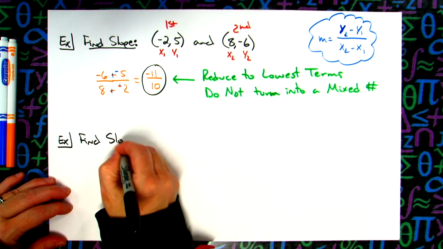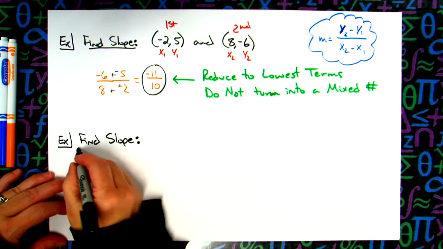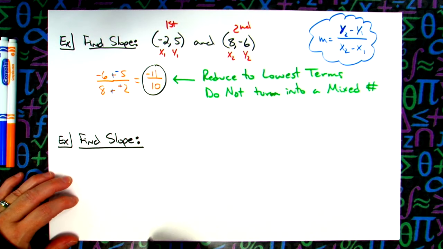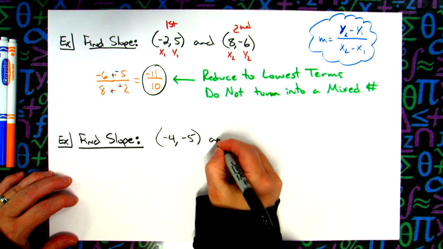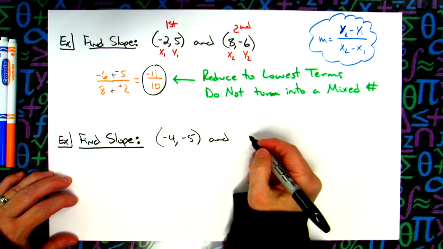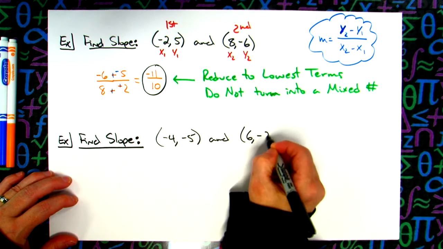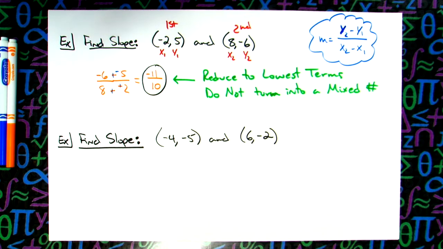Find slope. And let's say I give you a -4 and a -5 as the first point. And the second point then is a 6, -2. All right, so I will stop for a minute and you try it.